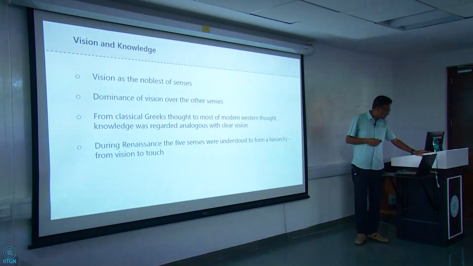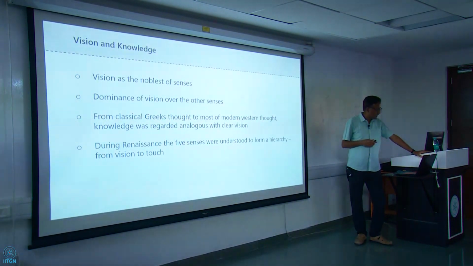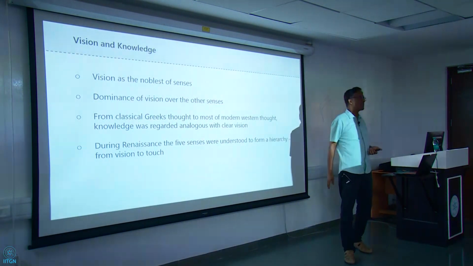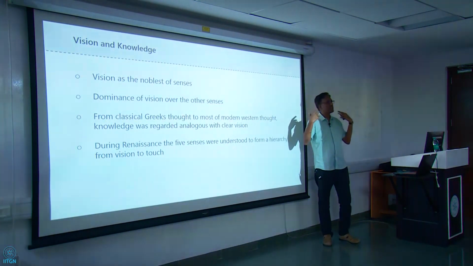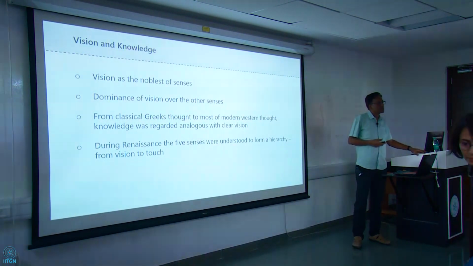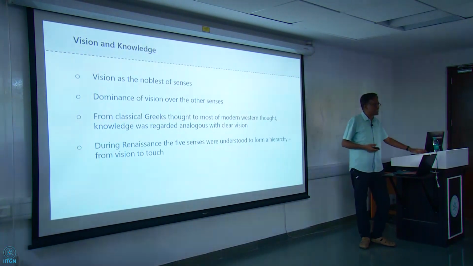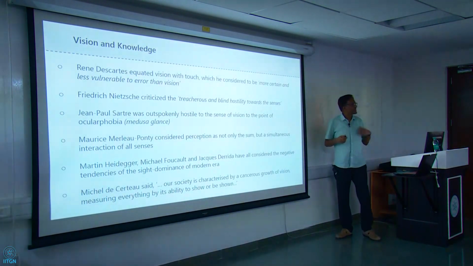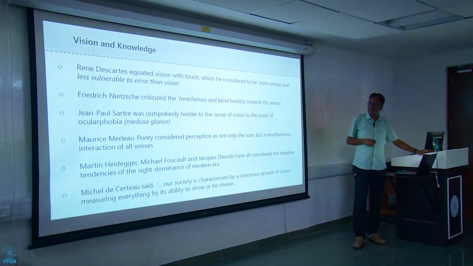During the Renaissance, in the hierarchy of the five senses, vision was always placed at the top. The visual sense was always at the top. It's been dominant. Some people call it the hegemony of vision, right? Determining everything, right? But things have changed since Descartes.